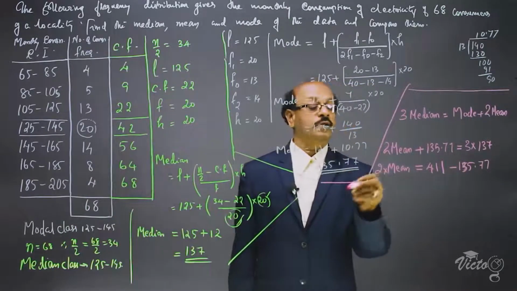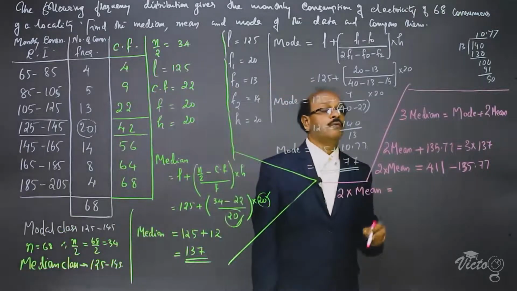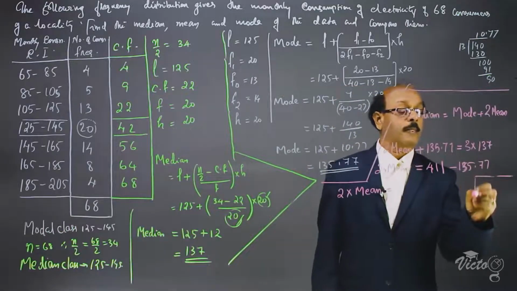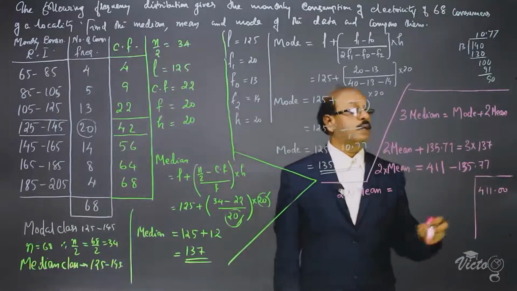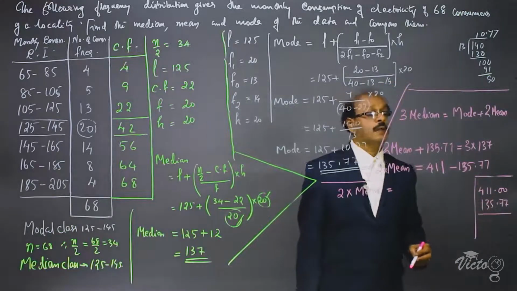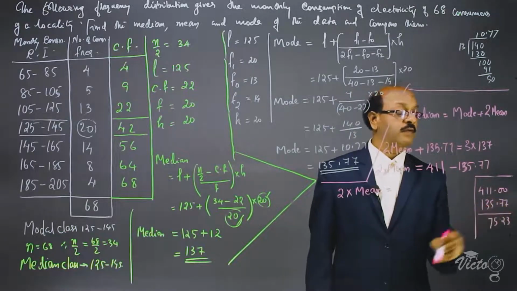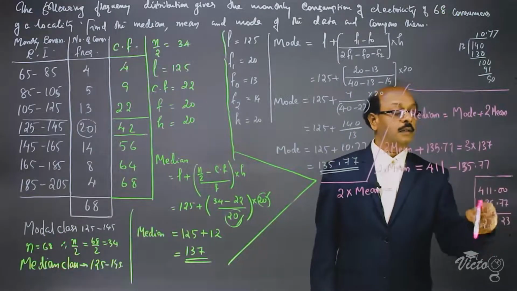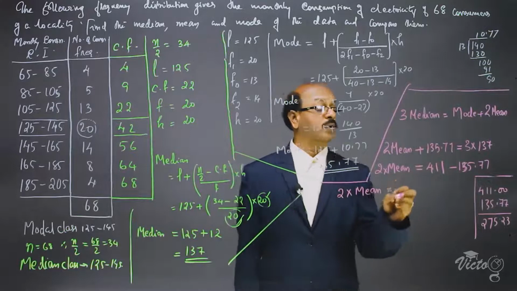That is, 2 into mean is equal to, we have to subtract 135.77 from 411. 411 can be written as 411.00 minus 135.77. Subtracting, 2 into mean is equal to 275.23.